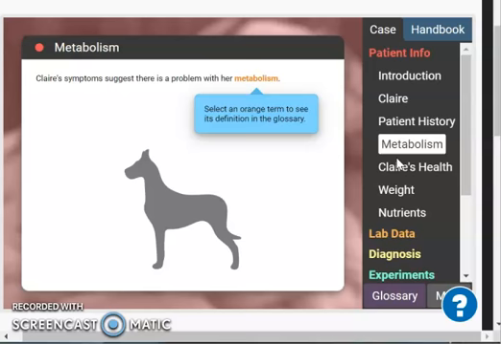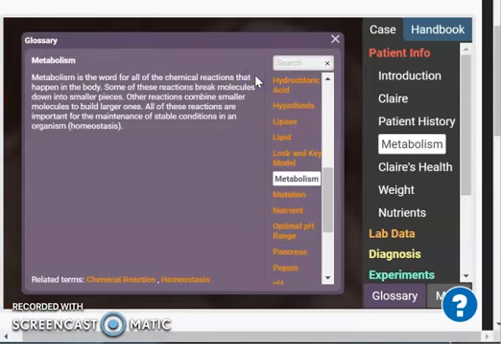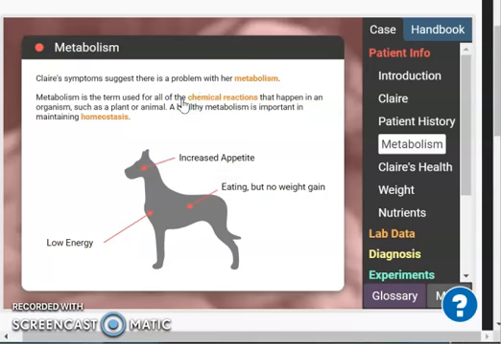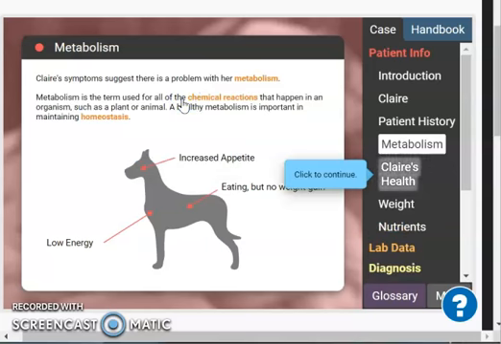Claire's symptoms suggest that there is a problem with her metabolism. If we click on the orange metabolism word, it will open up our glossary. Anytime you see a glossary term, you may open this up to get a definition. The way we navigate is through any of these blue blinking buttons. Metabolism is the term used for all of the chemical reactions that happen in an organism, such as a plant or an animal. A healthy metabolism is important in maintaining homeostasis.